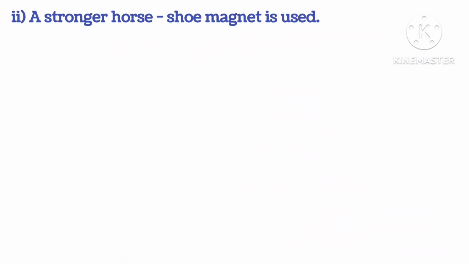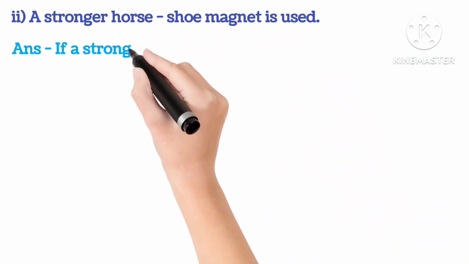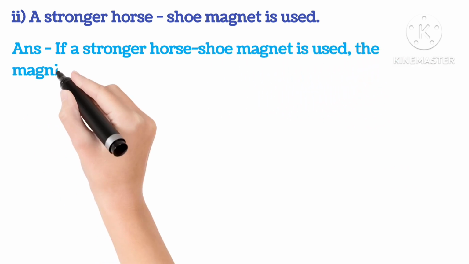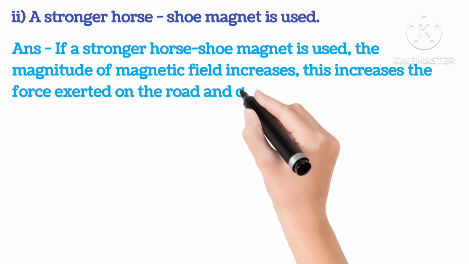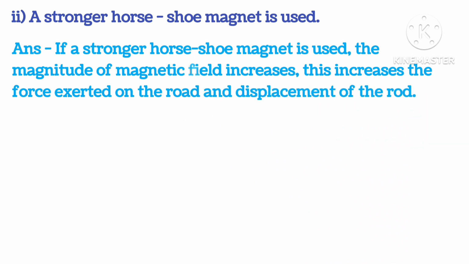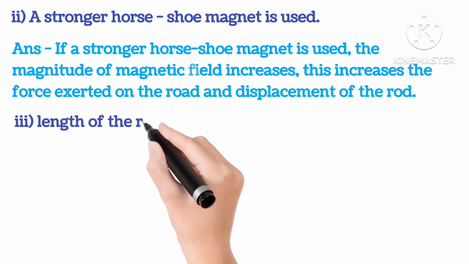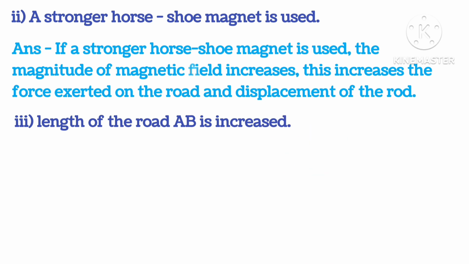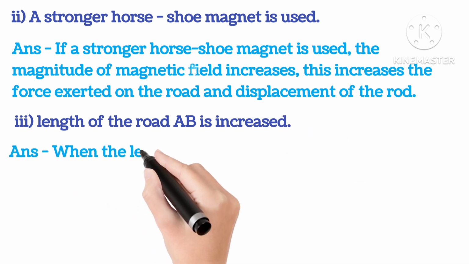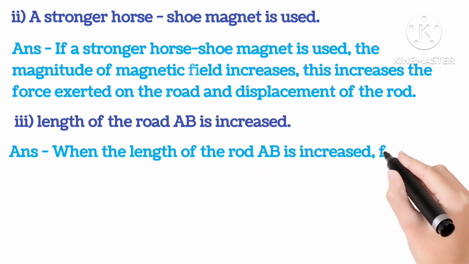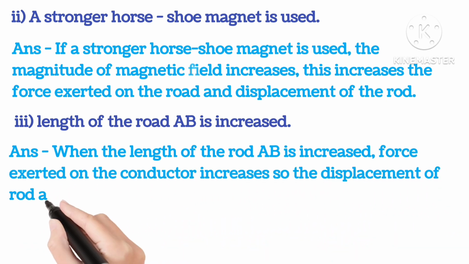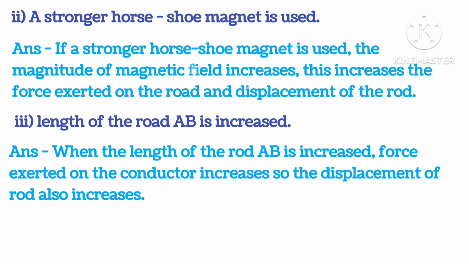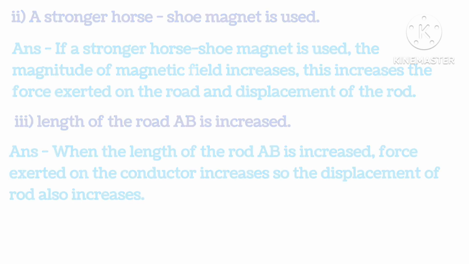A stronger horseshoe magnet is used. If a stronger horseshoe magnet is used, the magnitude of the magnetic field increases. This increases the force exerted on the rod and the displacement of the rod. Length of rod AB is increased. When the length of rod AB is increased, the force exerted on the conductor increases, so the displacement of the rod also increases.